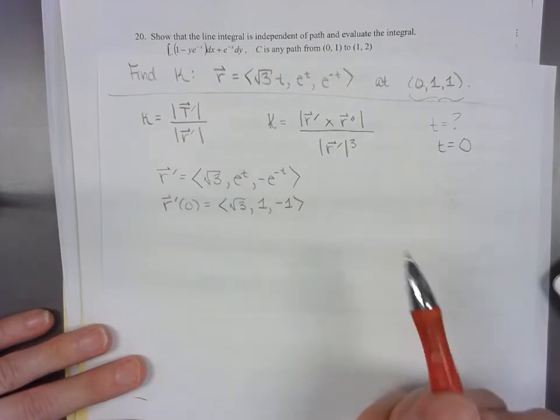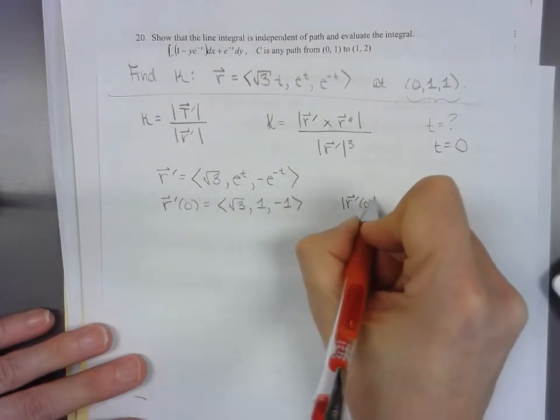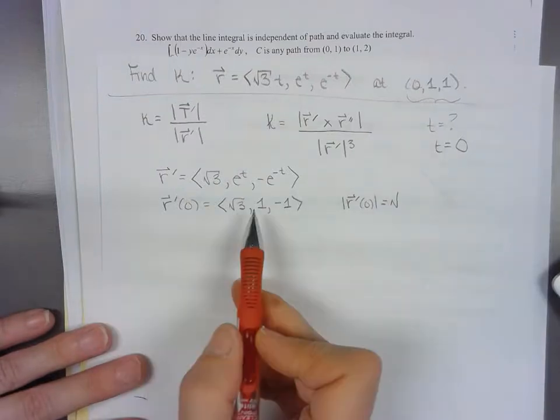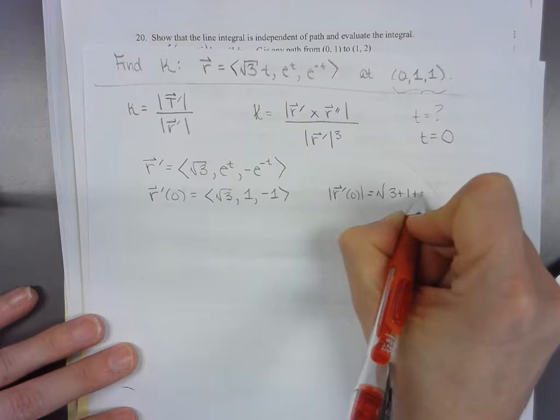So I'll just go ahead and do that right now. Magnitude of r prime at 0 is square root. So square root of 3 squared would just be 3, right? Plus 1 plus 1. So square root of 5.